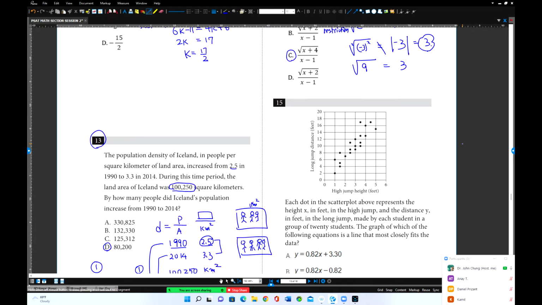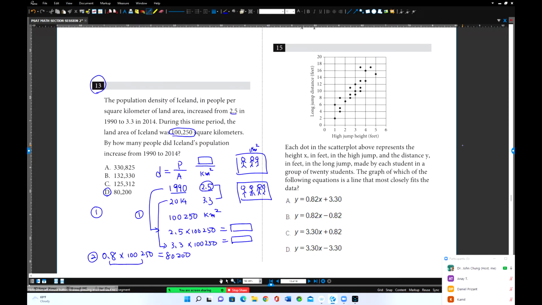All right, number 16. So we're going to find out, in this scatter plot, the graph of which of the following equations is the line of best fit, approximately. It can be around over here, right? The first one, when you go around over here, it can be negative, maybe possibly negative.